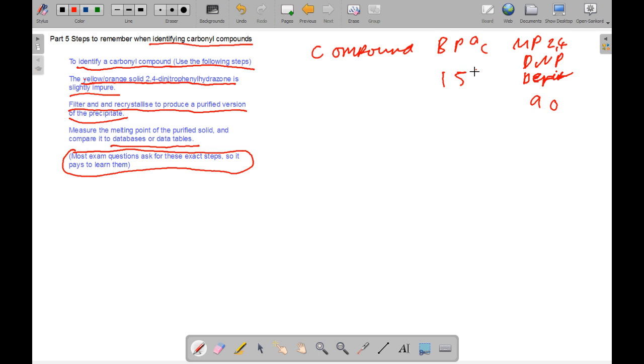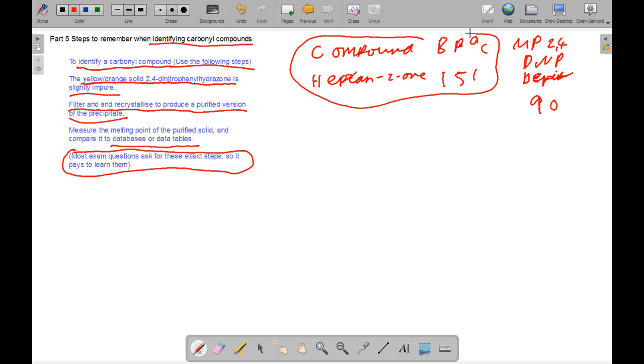So this is the example for heptan-2-one. As you can see, boiling point is significantly higher than the melting point, but the boiling point is for the compound, not for the derivative.